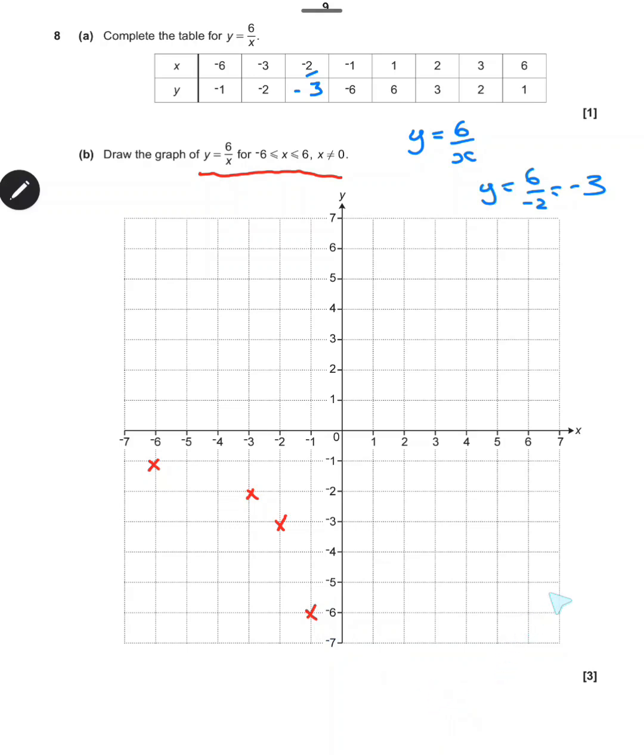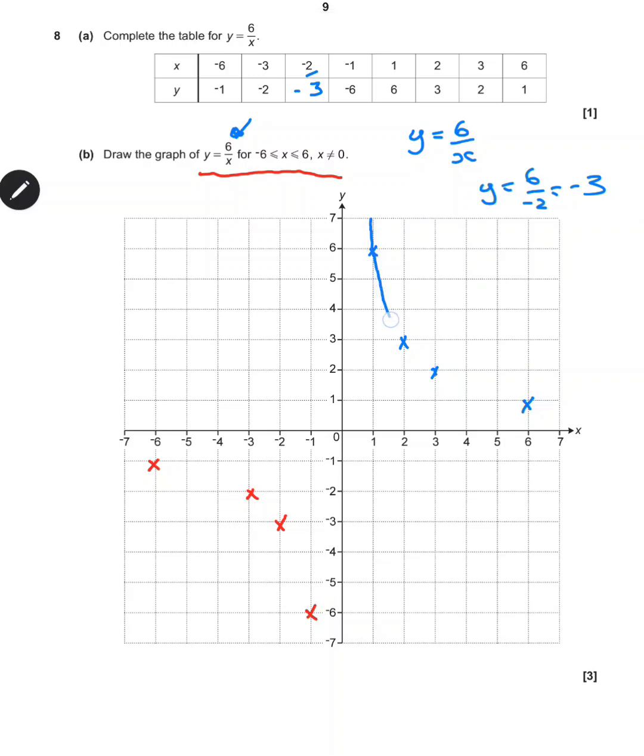And then I'm going to change colour because we're then going across to 1 and up to 6, across to 2 and up to 3, across to 3 and up to 2, and finally across to 6 and up to 1. What we're drawing here is a 1 over x graph, or a 6 over x, and you'll see you've got this weird thing. If you try to connect all of these points, it's just not going to happen. These graphs go like this.